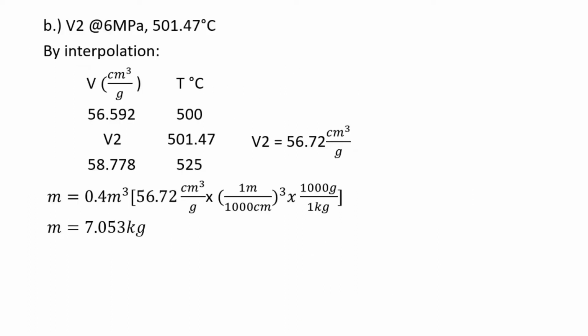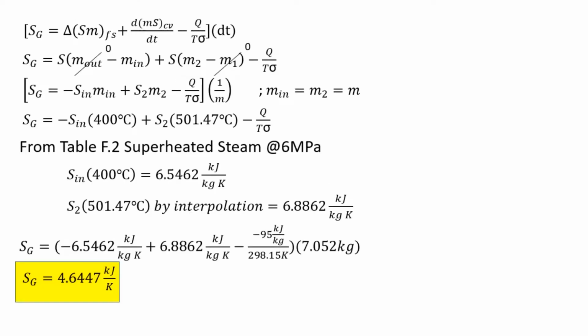To get the value of mass, we need first to get the specific volume at 6 megapascals and 501.47 degrees Celsius. By interpolation from 500 degrees Celsius to 525 degrees Celsius, we get V2 of 56.72 cubic centimeters per gram. By converting it into cubic meters and multiplying by the volume of the tank, we get a mass of 7.053 kilograms.